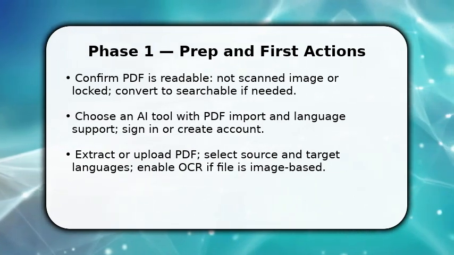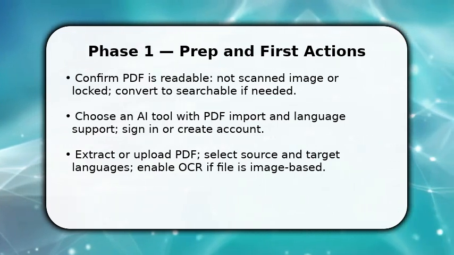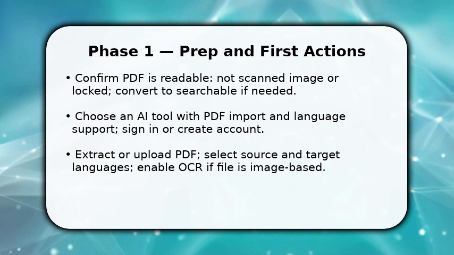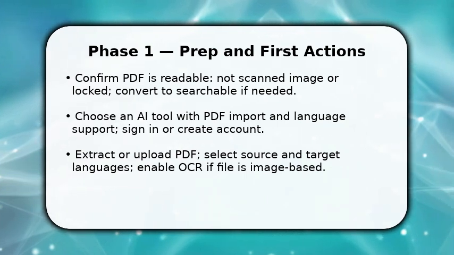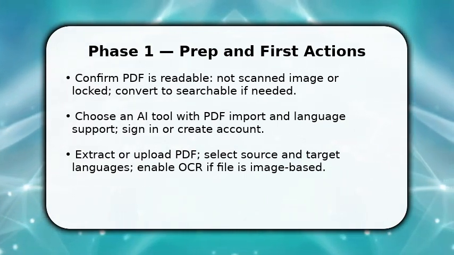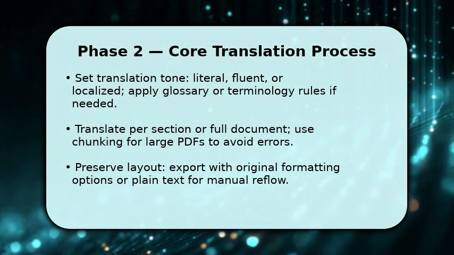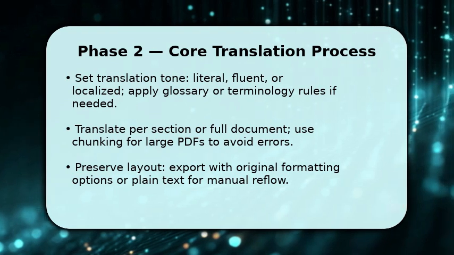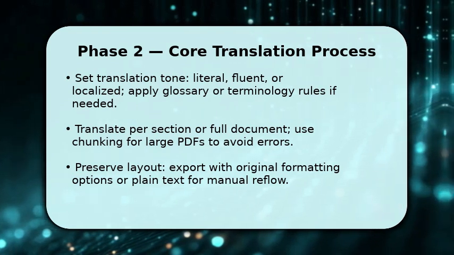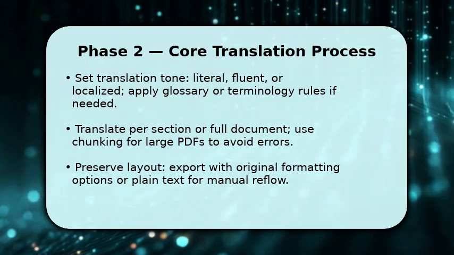Then upload or drag the PDF, choose the source language and the target language, and toggle OCR or searchable PDF mode when prompted. This ensures the AI will read and translate actual text rather than images. Next, set how you want the translation to behave: literal for exact terms, fluent for natural flow, or localized for cultural adjustments. Add any glossary entries so key terms stay consistent.